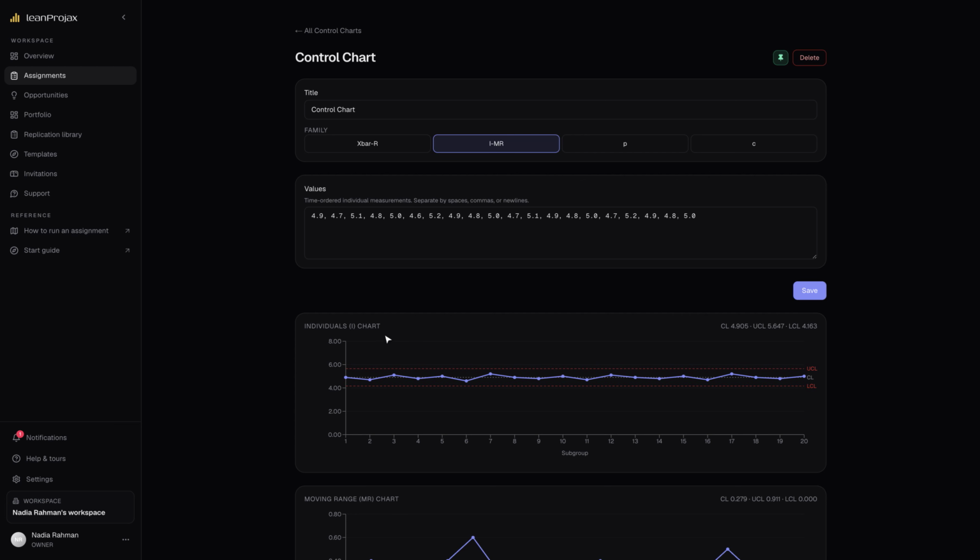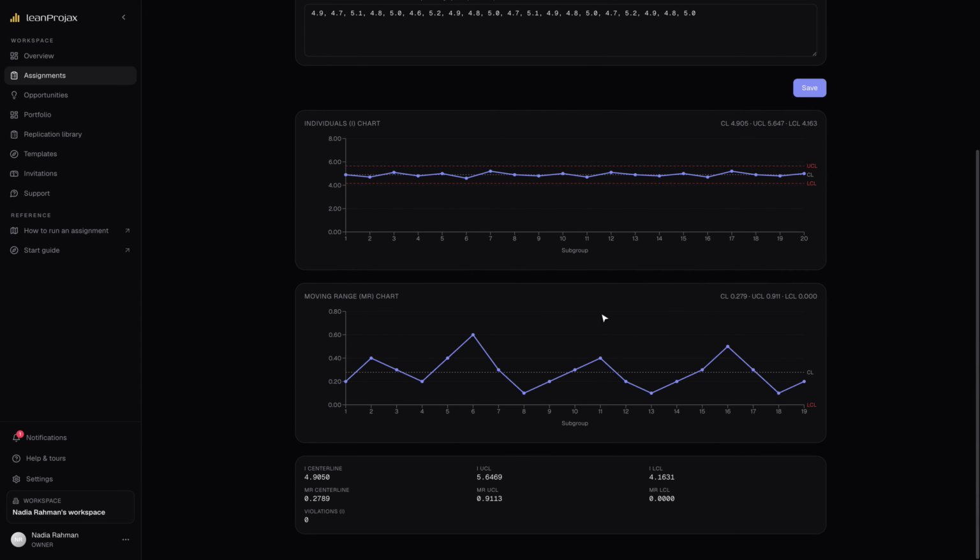On top, the individuals chart, the new average, now inside the 5-day goal with control limits calculated from the data itself, not wished for. And scroll down, below it, the moving range chart, watching the variation between one file and the next, because a stable average with wild swings is not really in control at all.